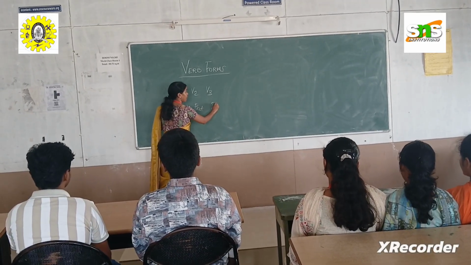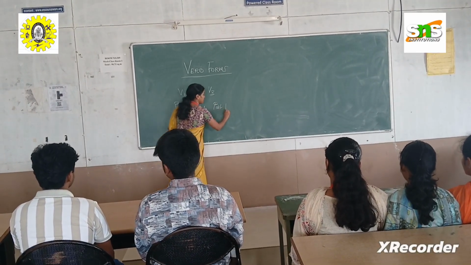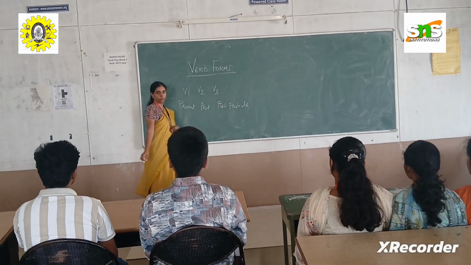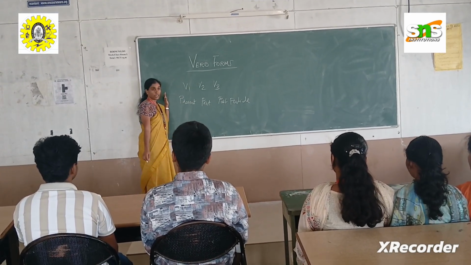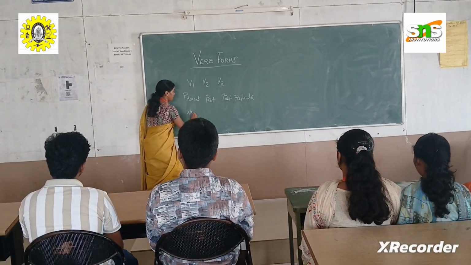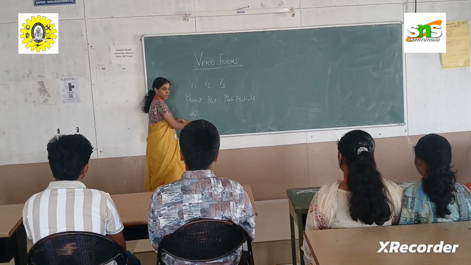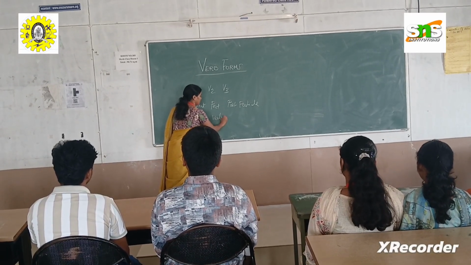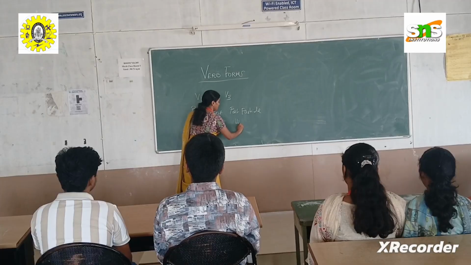V2 is past, and V3 is past participle. Okay, so this we call it as verb form. So, for example, write. I use the word write. What will be the past tense of write? It is wrote. Past participle is written.